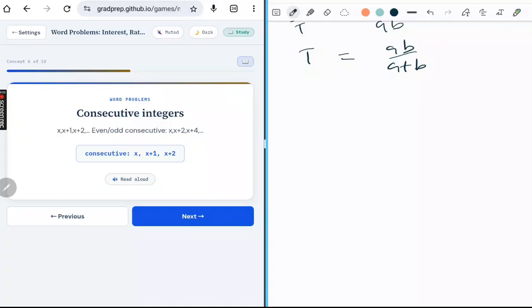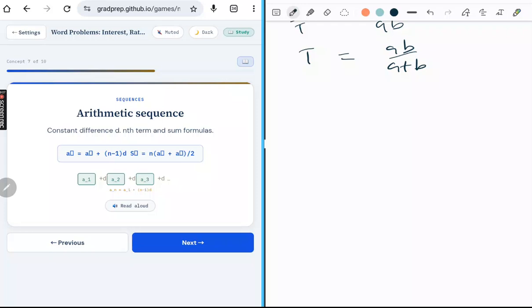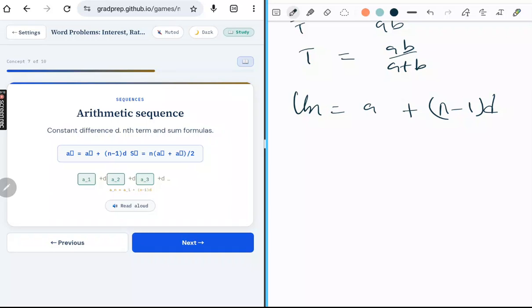The next concept here is arithmetic sequence. In arithmetic sequence, we have something like un equals a plus n minus 1 d. Remember the one that is arithmetic sequence, there is a common difference. Like we have 5, 9, 5 plus 4 is 9, so 9 plus 4 is 13.